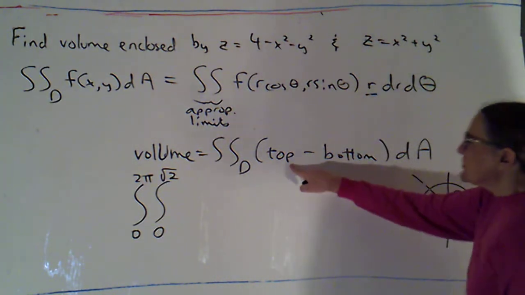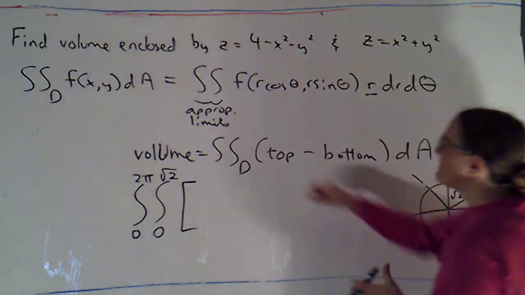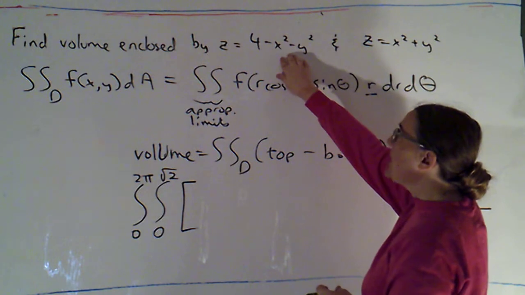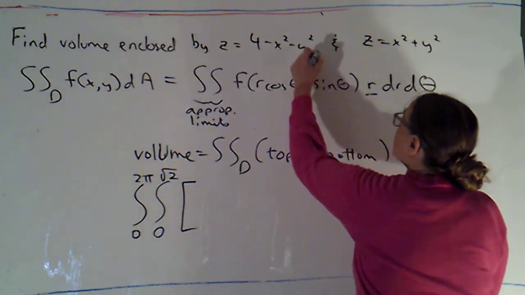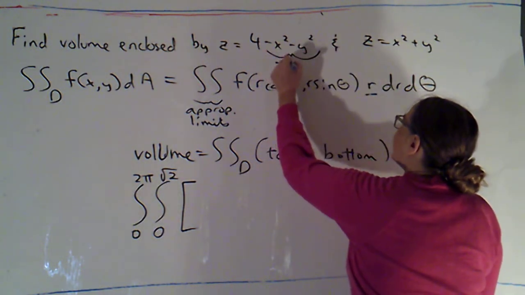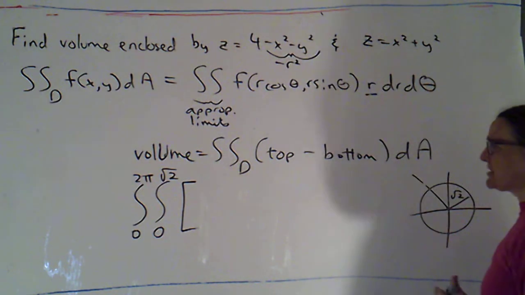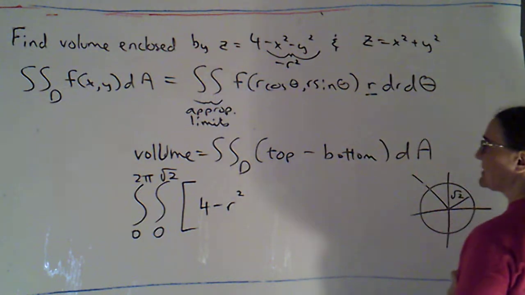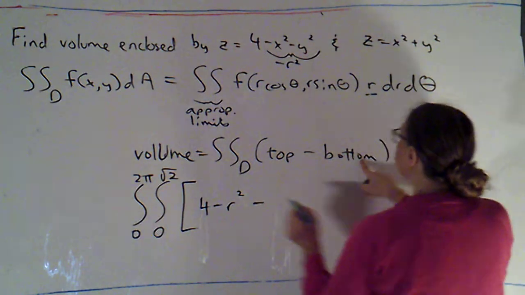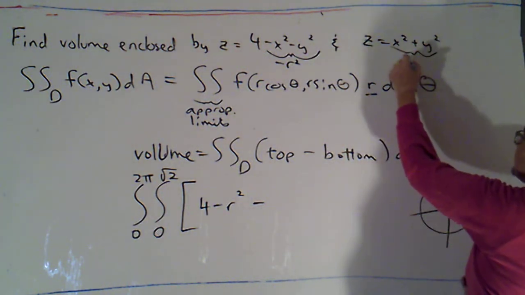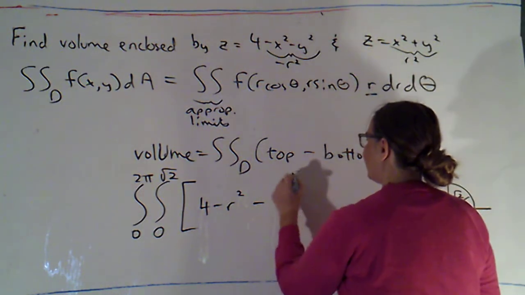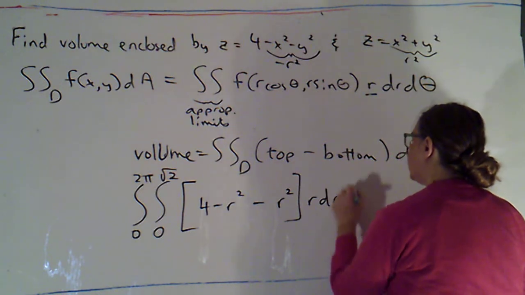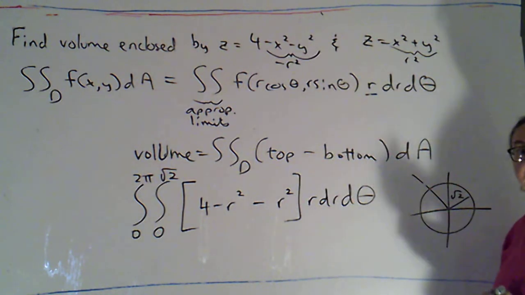Okay. So now let's see, we're going to have top minus bottom. We determined that this was the top function, and I just want to write this now in polar coordinates. So subtracting x squared and y squared is just subtracting r squared. So this is 4 minus r squared, that's the top, minus the bottom, well, x squared plus y squared is just r squared, so minus r squared. And then dA is r dr d theta.